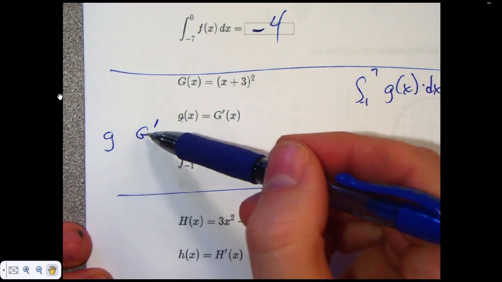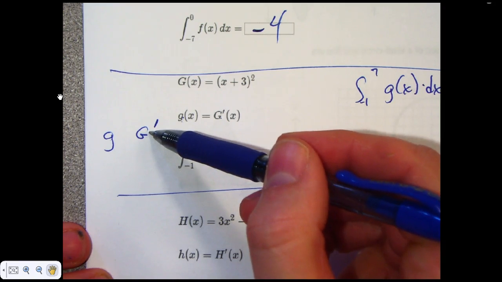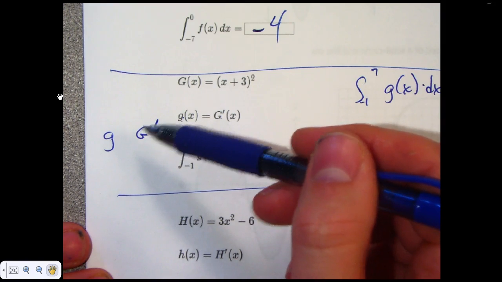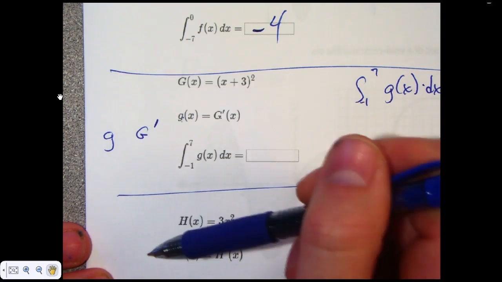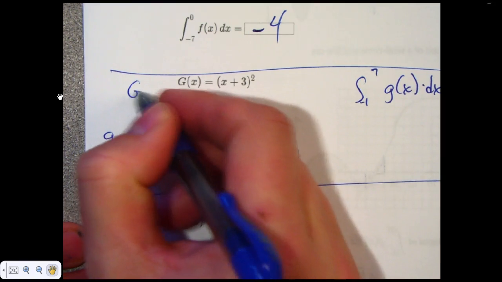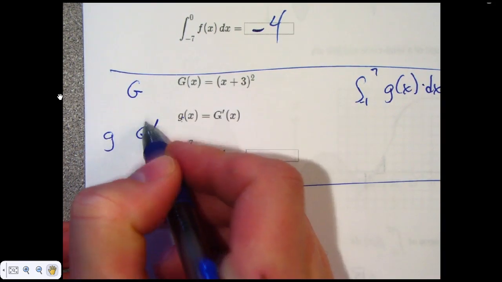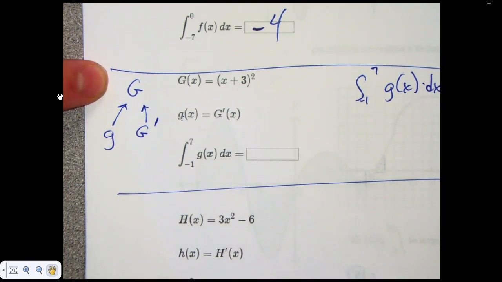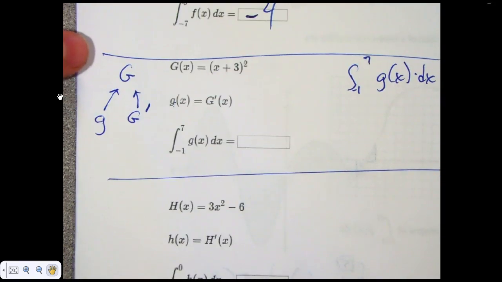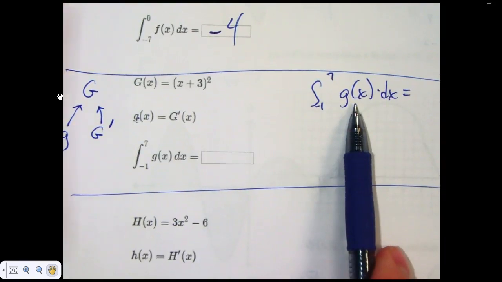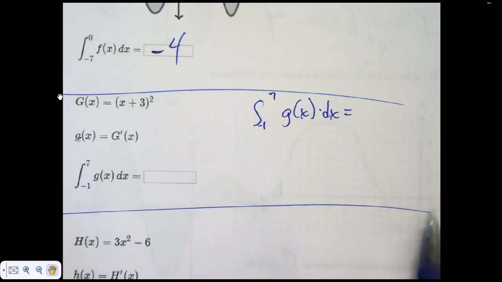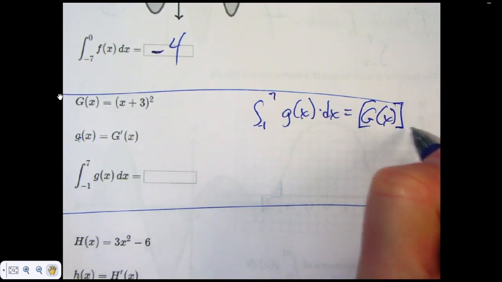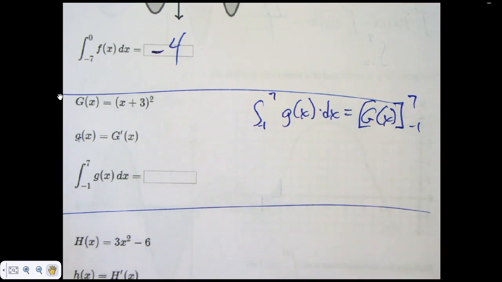Well, where would capital G go? Up a level or down a level? If I integrate, I go up. A derivative, I go down. So capital G is up here. So whether I'm starting at G prime or I'm starting at little g, the way I get up a level to capital G is to integrate. So if I integrate little g over here, I get capital G. And I want to integrate that from -1 to 7.